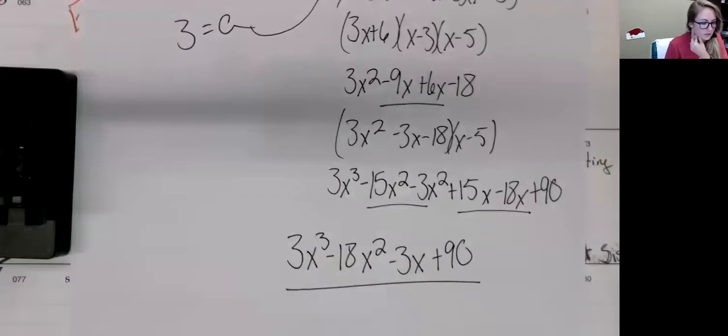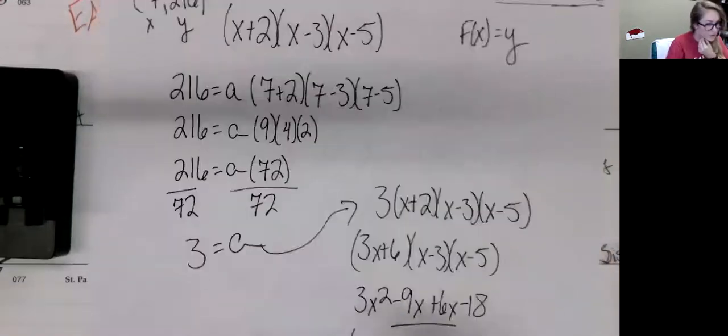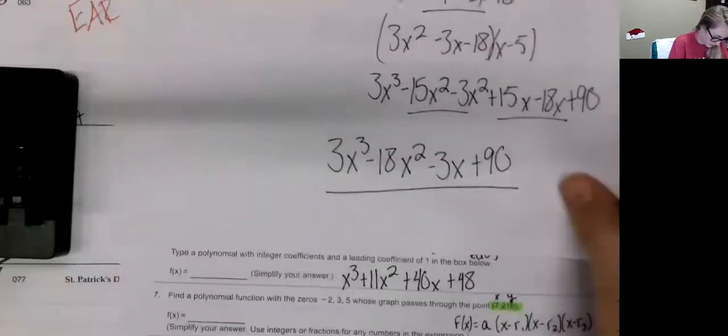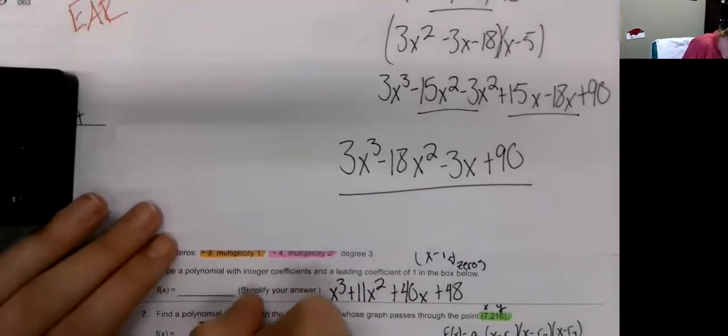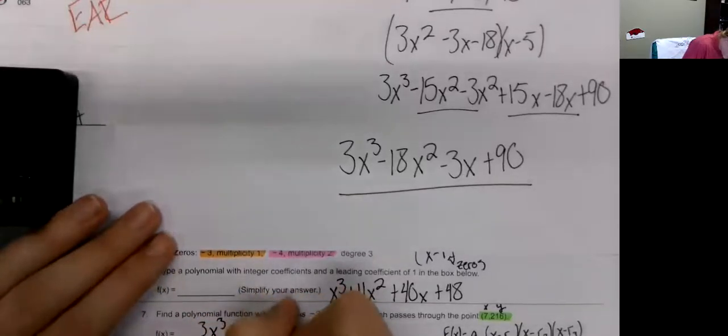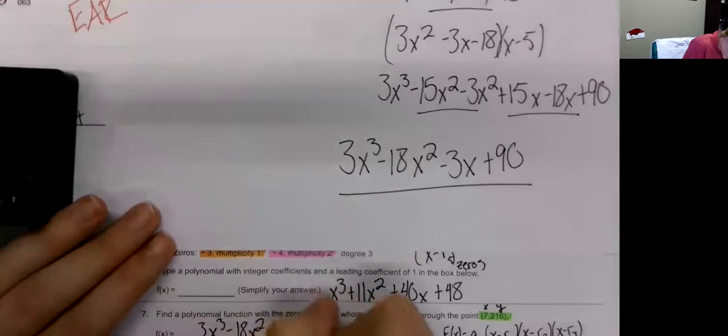So, yeah, you're just going to have to remember you have to solve for a first and then simplify your equation. So let's write that on here. 3x cubed subtract 18x squared subtract 3x.